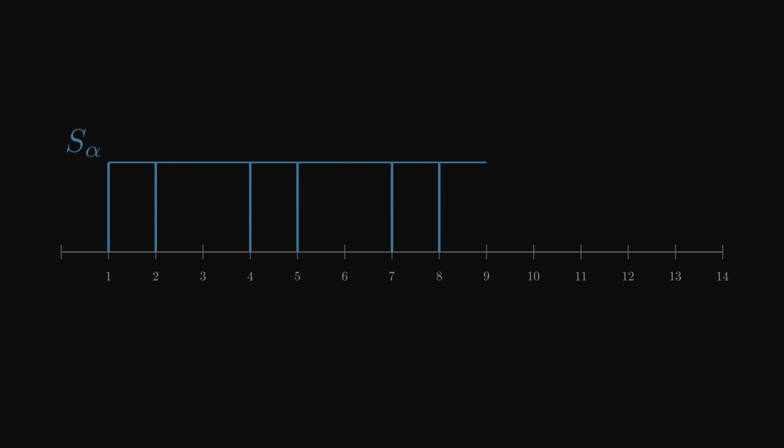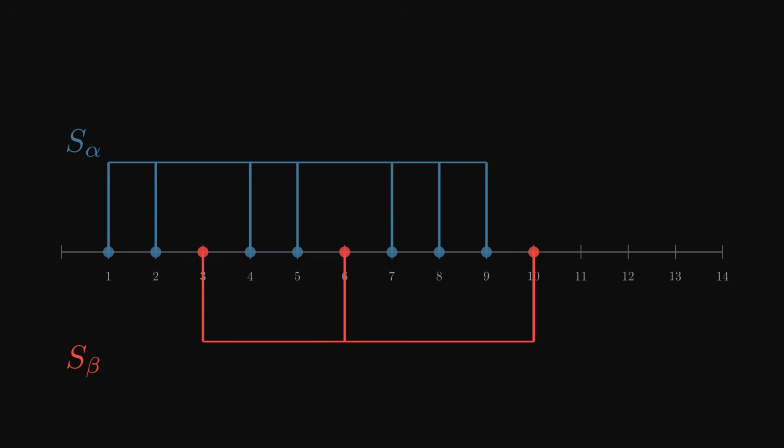The geometric picture is striking. Imagine a number line stretching out to the right, with every positive integer marked as a small notch. Now imagine two combs sitting above the number line. The first comb has teeth at positions 1, 2, 4, 5, 7, 8, 9. The second comb has teeth at 3, 6, 10. The teeth of the first comb cover certain positions. The teeth of the second comb cover the remaining positions. Together they cover every integer. The two combs interlock perfectly, with no missed positions and no overlaps.